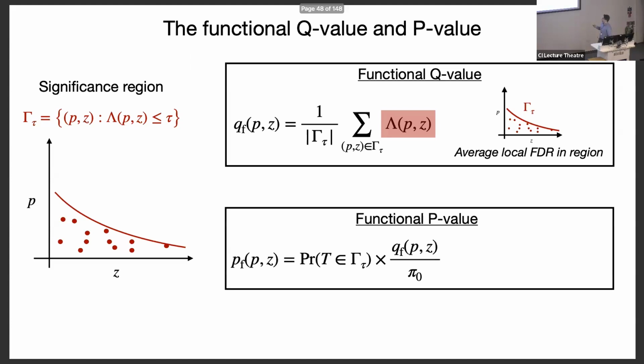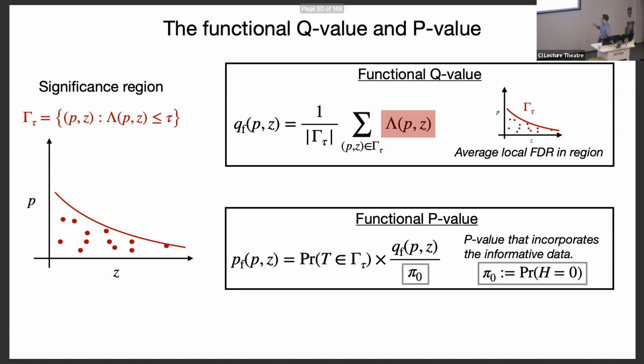Now, the thing, we're introducing the functional p-value. All it is is a mapping back to a p-value, but now we've incorporated that informative-level data. And I didn't introduce pi naught, but it's just the prior probability of the null, and it's a special quantity in the multiple testing space.